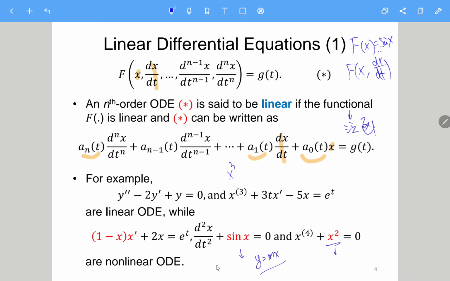Of course, exponential to t is not a linear function, but it is on the right side. We don't really care about the function g of t. We only care about the left side, involving the dependent function. So we move all the terms for the independent variable to the right side, and we only care whether all the terms for the dependent function are linear or not. Okay. So far, any questions?